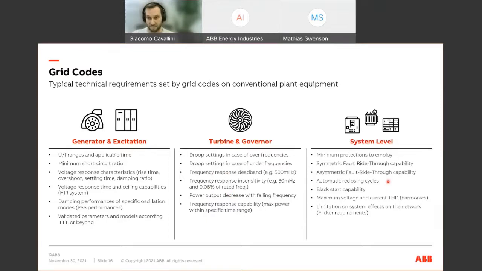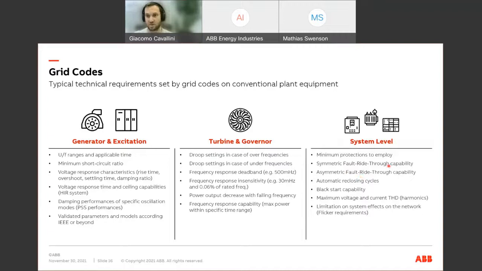Then there are certain system level requirements. Here, for example, we are talking about symmetric or asymmetric faults. In jargon, they are called fault ride-through capabilities. This is one of the major topics creating issues in the grid code requirements, because it is a system level requirement. It is not possible to evaluate the fault ride-through capability of an isolated system. Just taking the generator, for example, it requires decent modeling of the plant. So this is usually one of the major issues. And nowadays, certain markets have quite strong fault ride-through regulations.